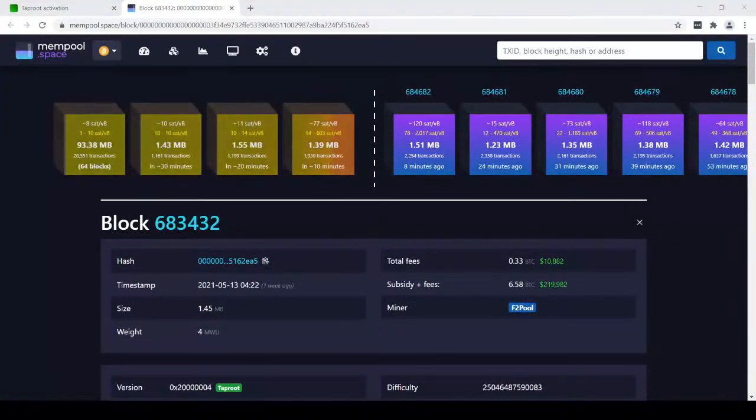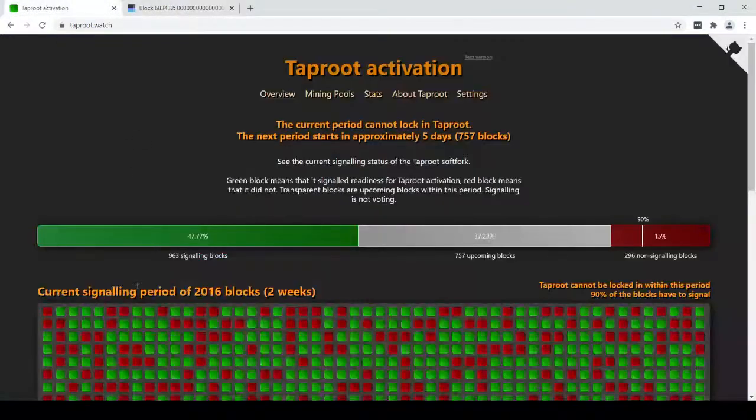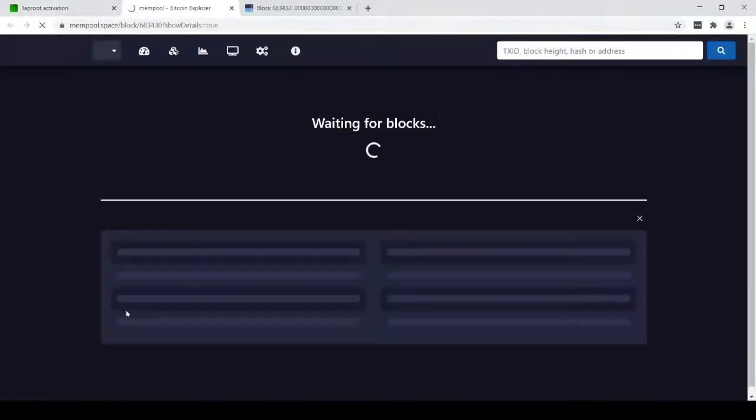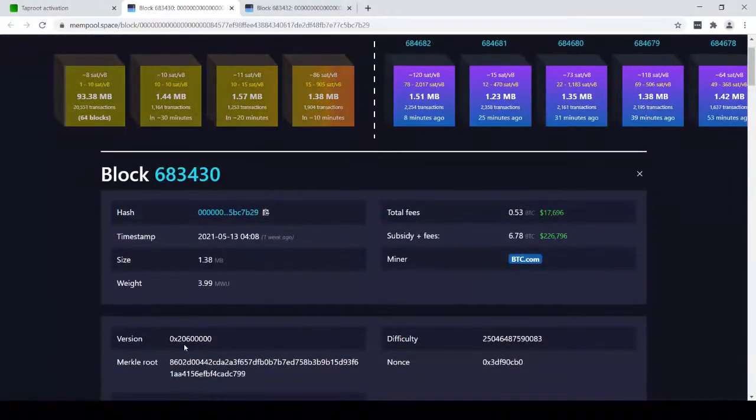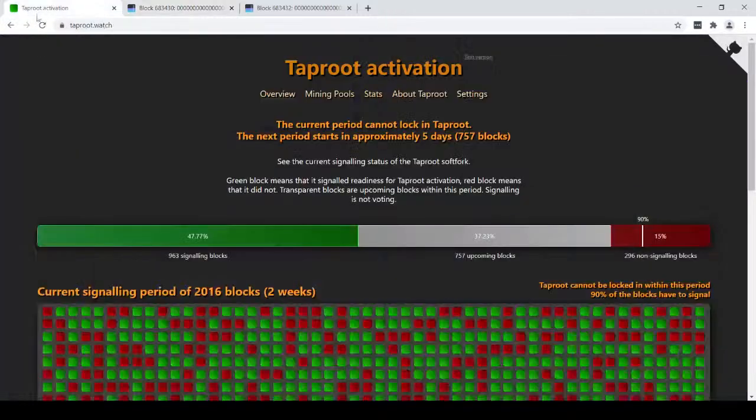I don't know if the screen changed. It did change. That's good. All right, going back here, and if we look at this other block here from btc.com, and I open this one, you see there's a different version number in there. That version number is not signaling Taproot.